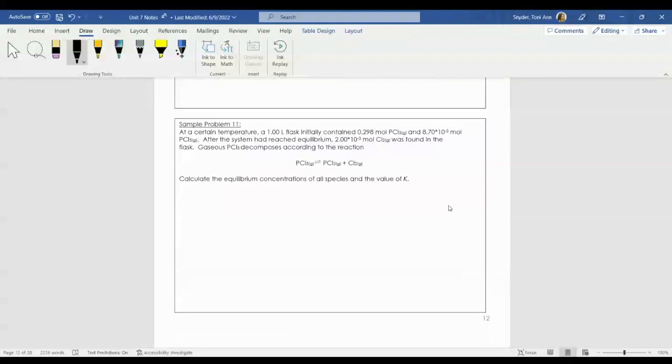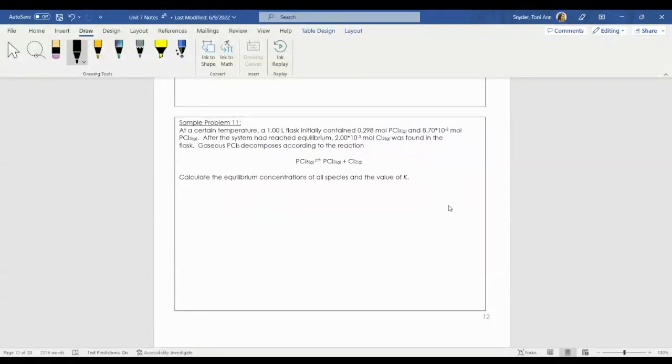Let's take a look at sample problem 11. So at a certain temperature, a 1 liter flask initially contained 0.298 moles of PCl3 and 8.70 times 10 to the negative third moles of PCl5. After the system had reached equilibrium, 2.00 times 10 to the negative third moles of chlorine was found in the flask. There's the reaction right there. Calculate equilibrium concentrations of all species and the value of K.